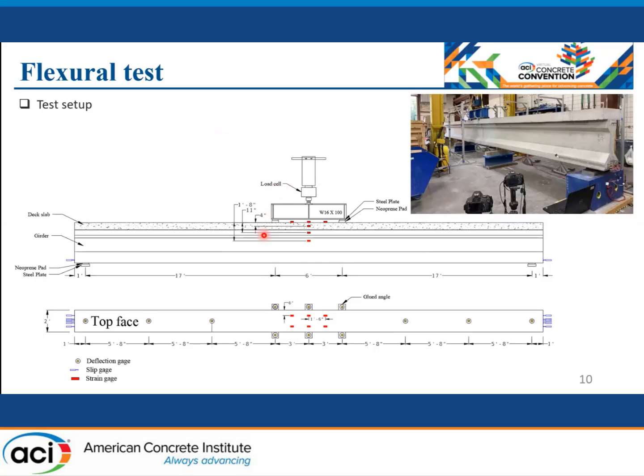We installed multiple strain gauges in the constant moment region at the top fiber and also along the depth of the section. We had multiple deflection gauges along the length of the girder. And then we also installed slip gauges at the bottom of the stainless steel strands to monitor if we have any slippage of the strands during the flexural test.